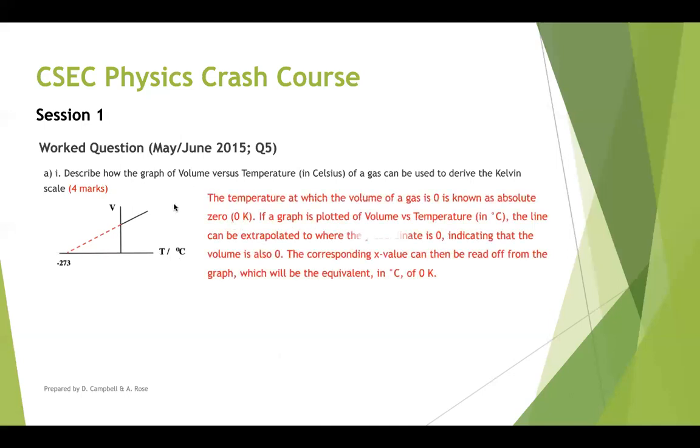What we have here, remember that whenever the volume of a gas is 0, then the temperature is known as absolute 0, which is 0 Kelvin. So if you plot a graph of volume against temperature in degrees Celsius, then you can extrapolate the line to where the y coordinate, which is the volume, is 0, and the corresponding x value, which is the temperature, will be the equivalent of 0 Kelvin, but in degrees Celsius.